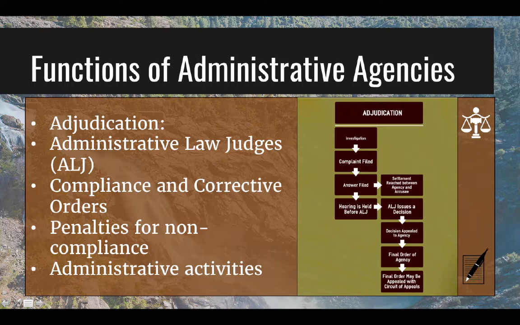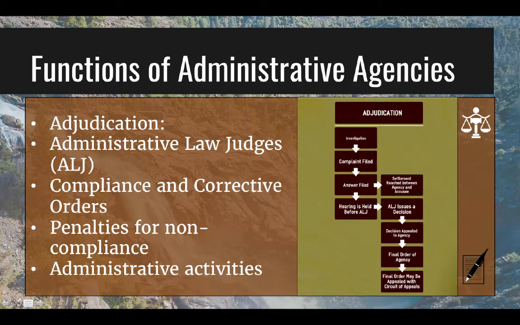Adjudication begins with an investigation and an agency filing a complaint. The party against which the agency is taking the action is entitled to notice of the time and place of the hearing, the authority and the agency it is relying on, and the matters of fact and law asserted. After that party receives the complaint, they file an answer.